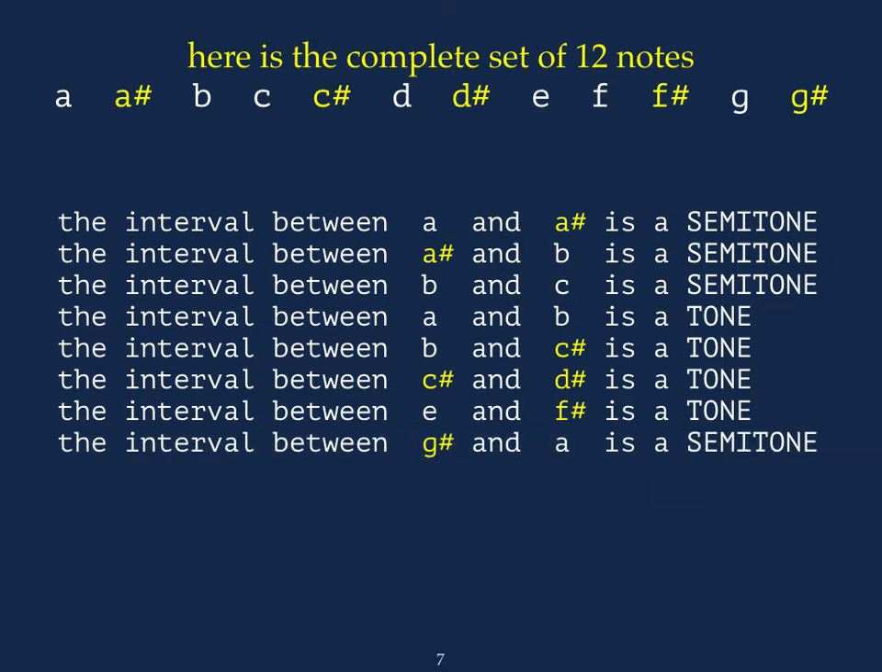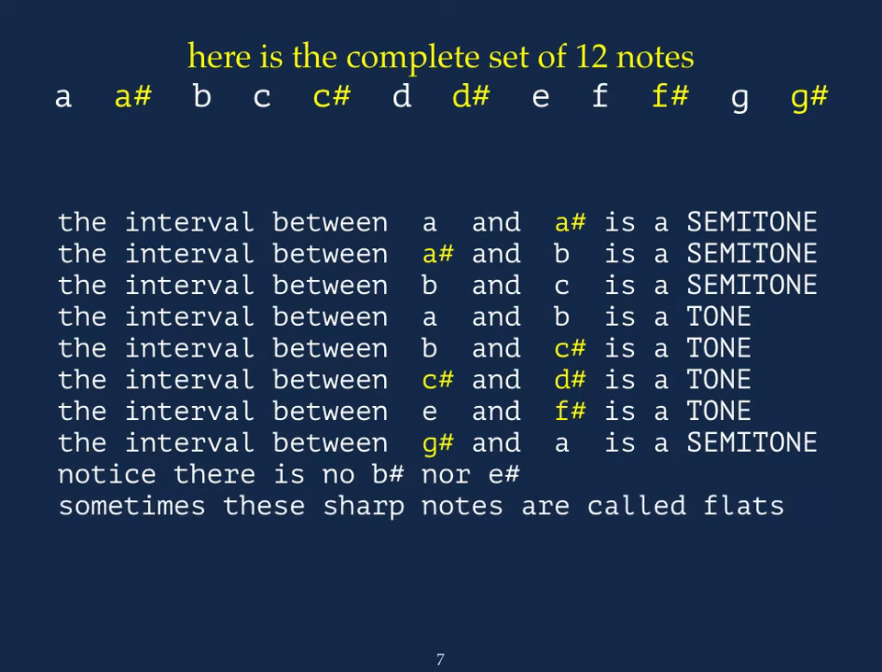So from one note to the next is always a semitone. But if we skip a note, it's a tone, or two semitones. Notice there is no B sharp nor E sharp. There'll be more about that later in the series. Sometimes these sharp notes are called flats, and there'll be more about those also. They'll be in video 3.